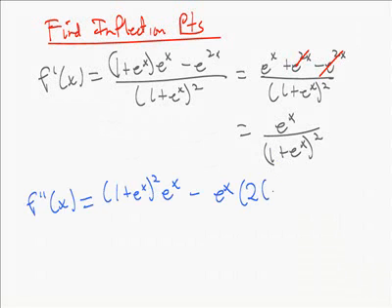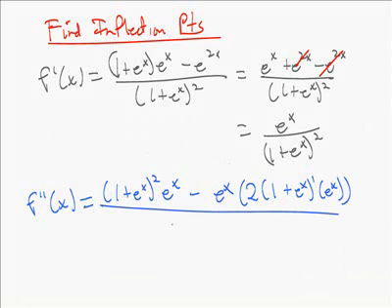That's 2 times 1 plus e to the x to the first power times the derivative of what's inside, which is just e to the x. All of that divided by 1 plus e to the x squared squared, or 1 plus e to the x to the fourth. Alright, so again, we're just looking for where our second derivative is going to be equal to 0. So let's simplify this a little bit if we can.